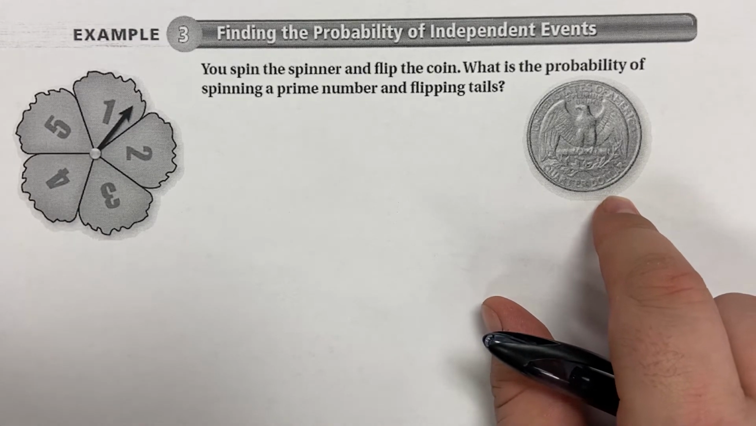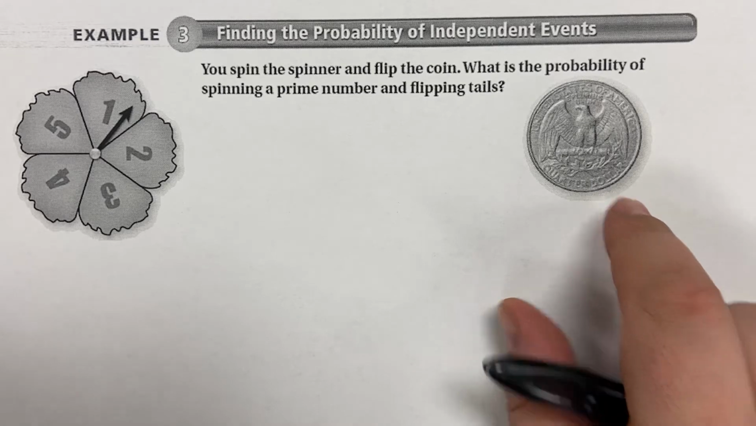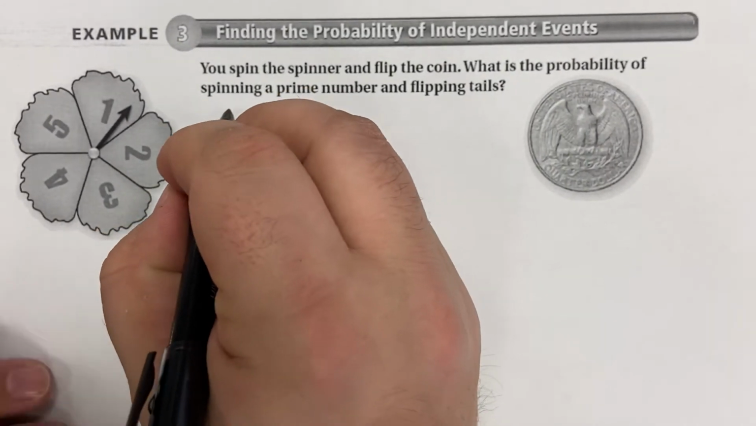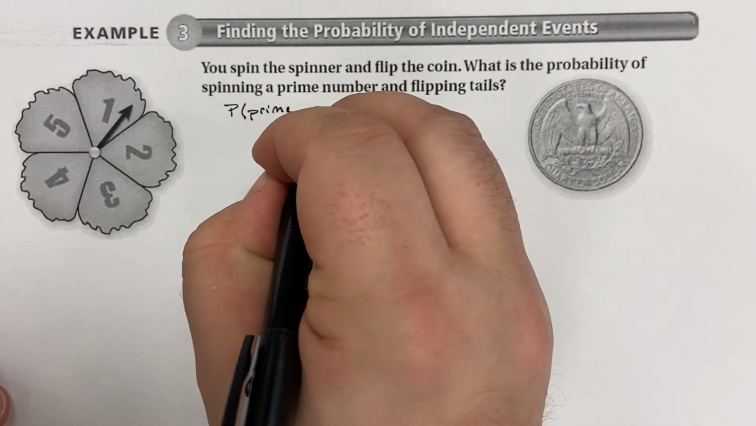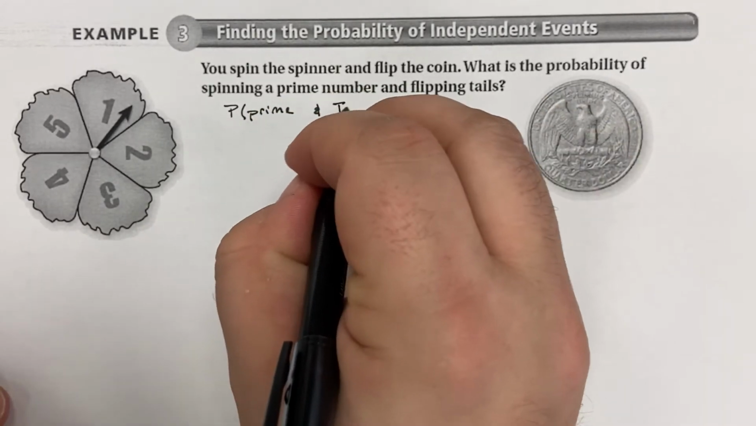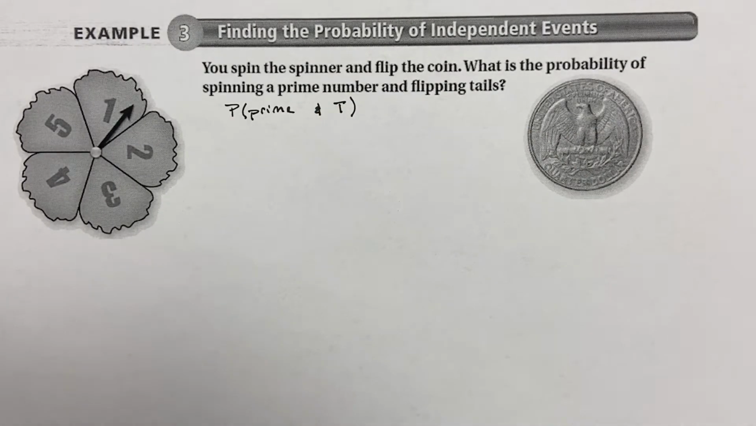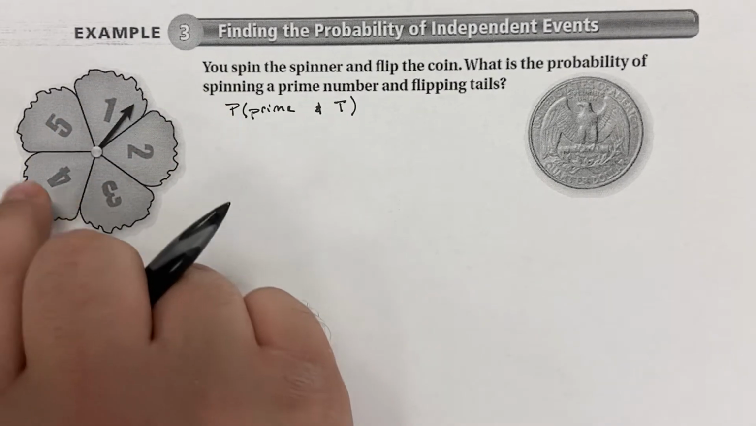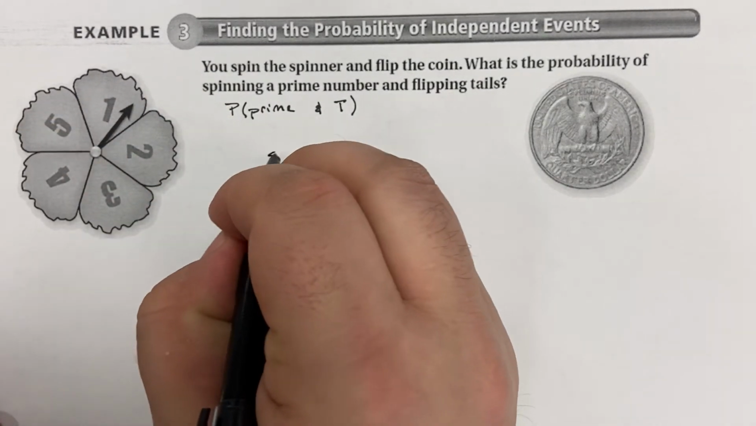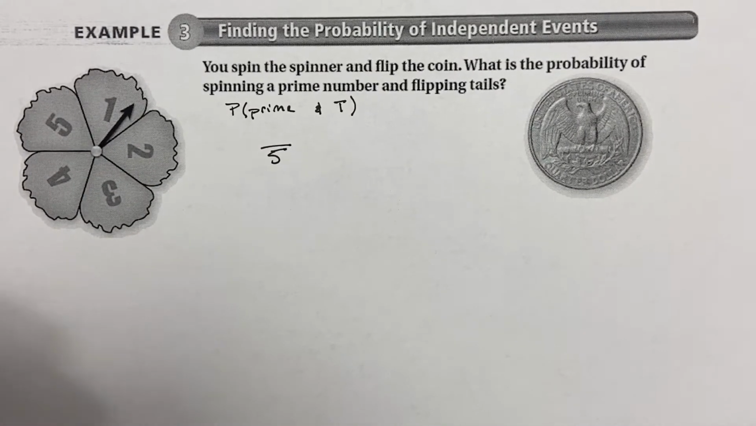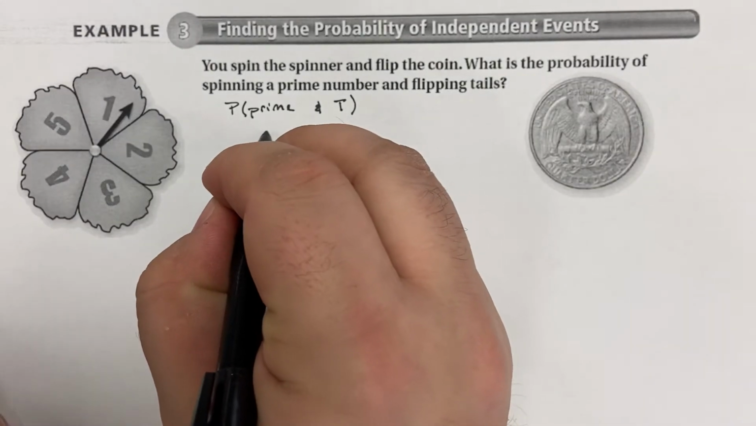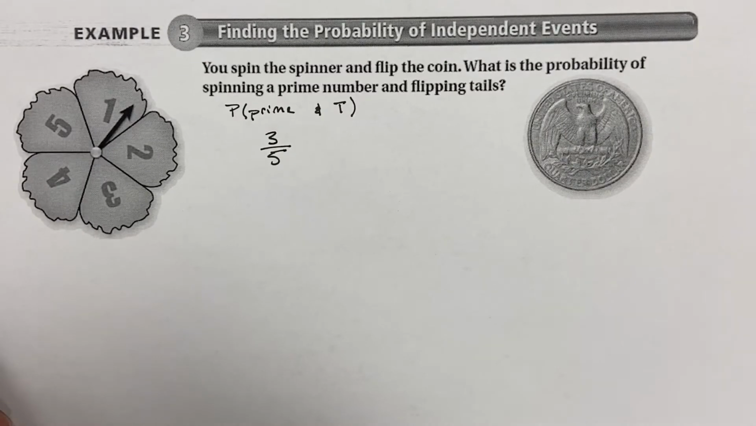What is the probability of spinning a prime number and flipping tails? So we're looking at what's the probability of prime and tails. I'll stick with the capital T. As we're looking at this, we got to realize that there's 1, 2, 3, 4, 5 total outcomes possible on the spinner. But there's only 3 prime numbers, 2, 3, and 5. So that leaves 3 prime numbers.